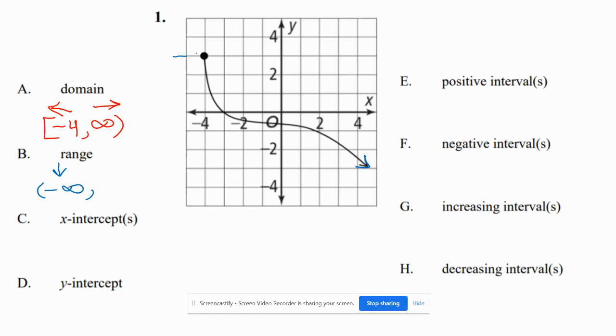And then how far up does it go? All the way to the y value 3. And again, because of this closed dot right here, we're going to go ahead and use brackets.